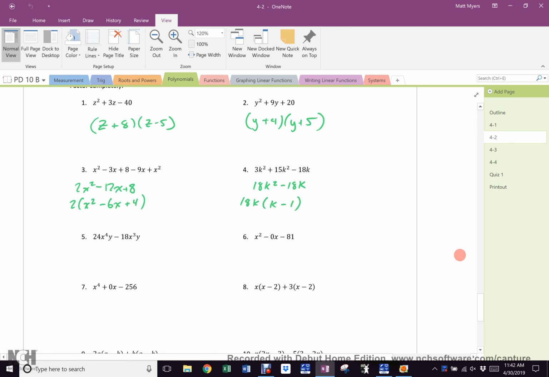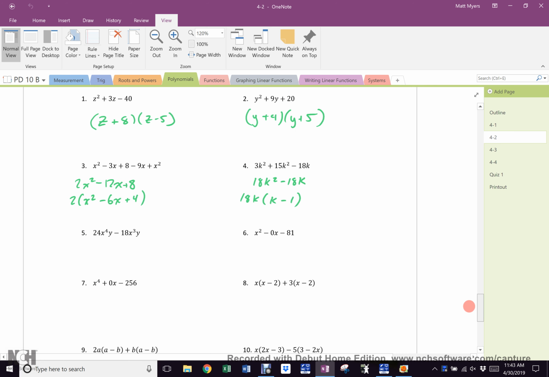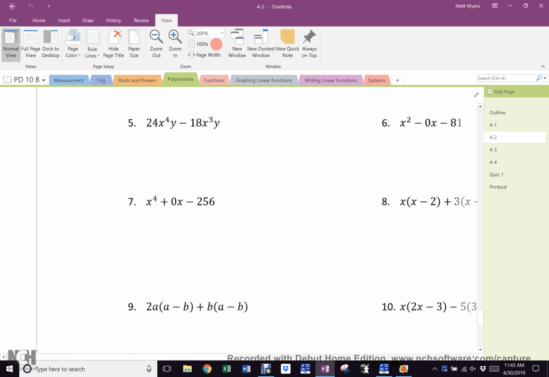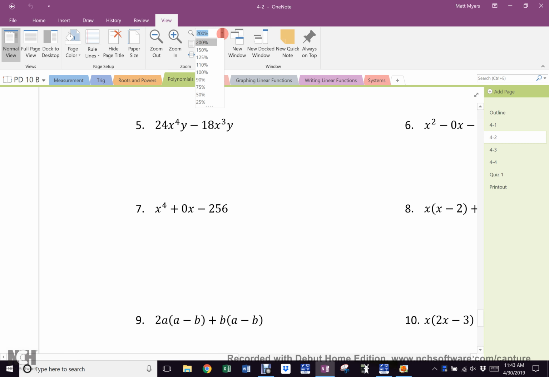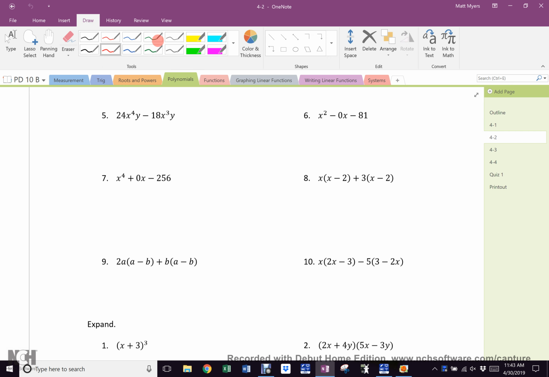All right, you have seen the right answers up to and including number 4 on page 166. So, let's bring it home, people. What's the answer to 5?